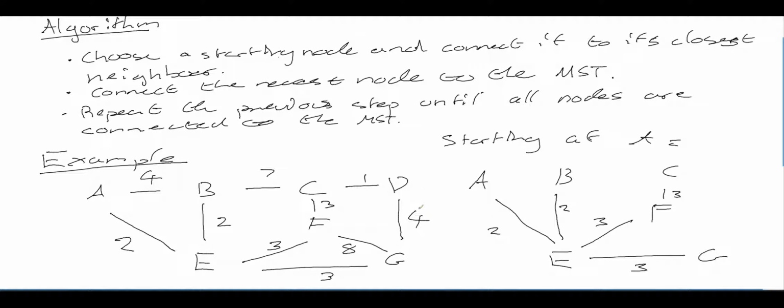And then finally, the next closest node is D, and the minimum cost for going to D is C to D at a cost of 1, because we could have gone G to D at a cost of 4 or C to D at a cost of 1. So we're going to go C to D, and that gives us our minimum spanning tree, and the total edge weight of that is 14.